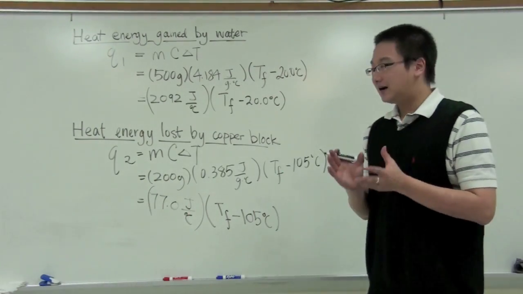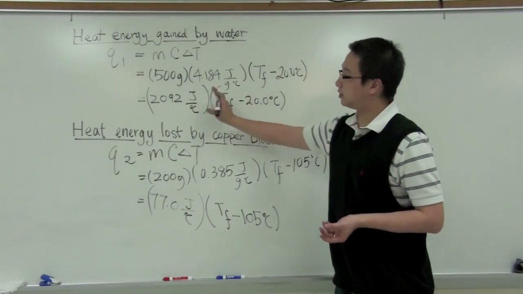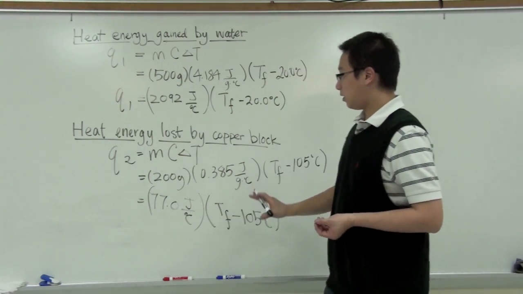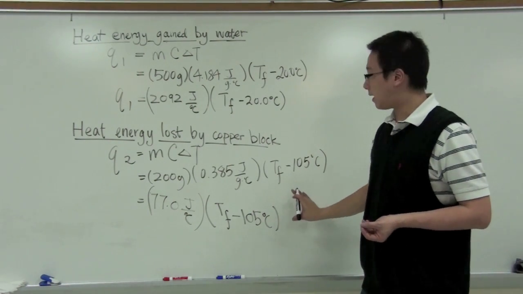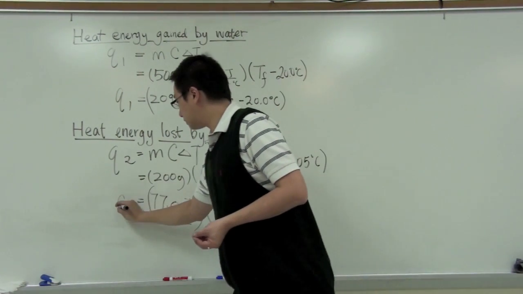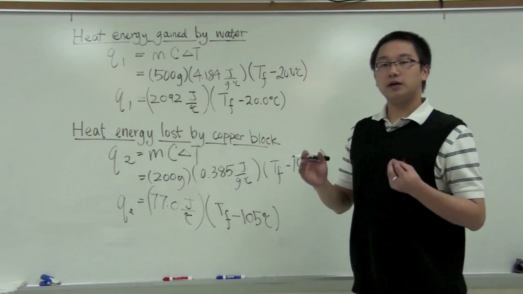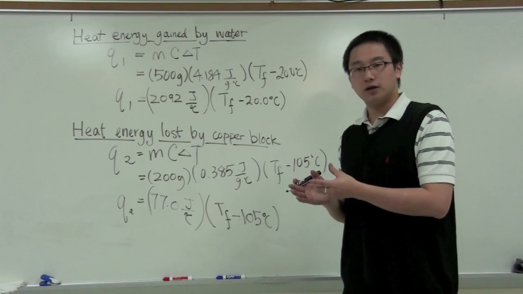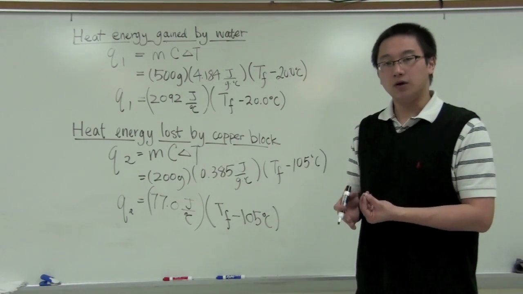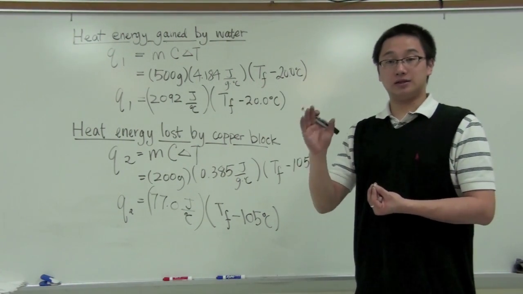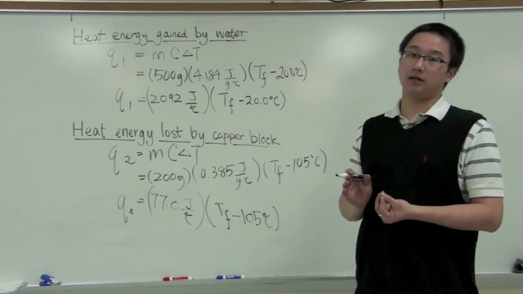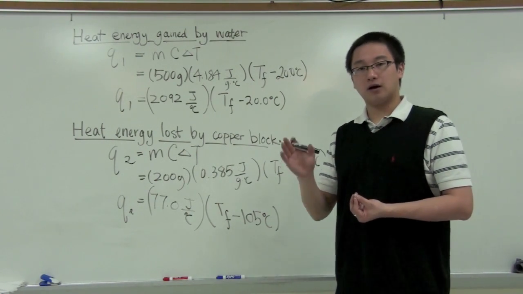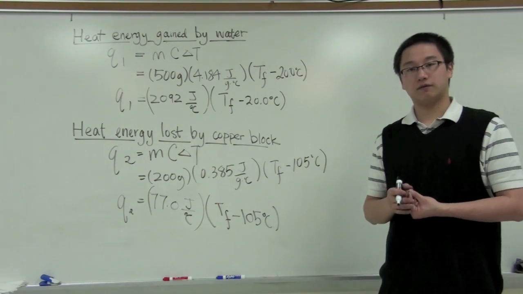Now, we have identified the heat energy gained by the water, Q1, and also the heat energy lost by the copper block, Q2. What we need to do right now is to make use of the equation that we defined in the last tutorial, which is that the heat gained is equal to the negative of the heat lost. When we put it there, that should give us the answer. We will take a look at those calculations in the next section of the tutorial.